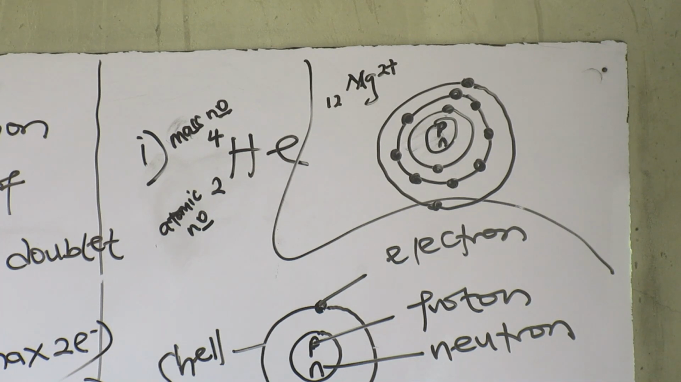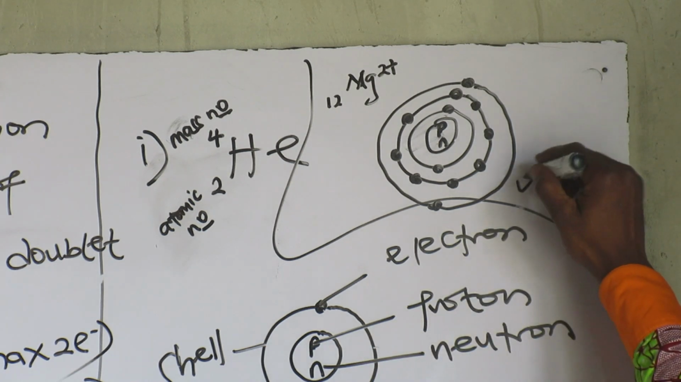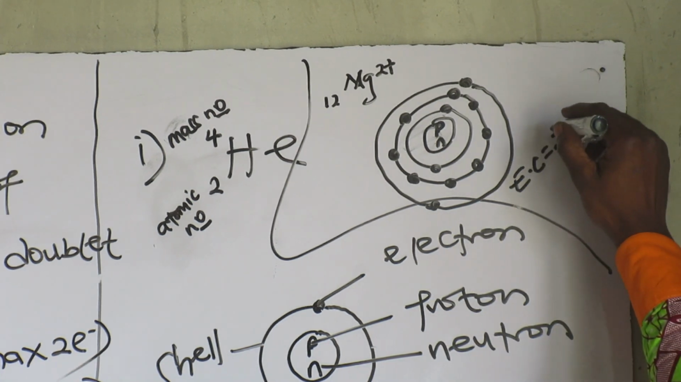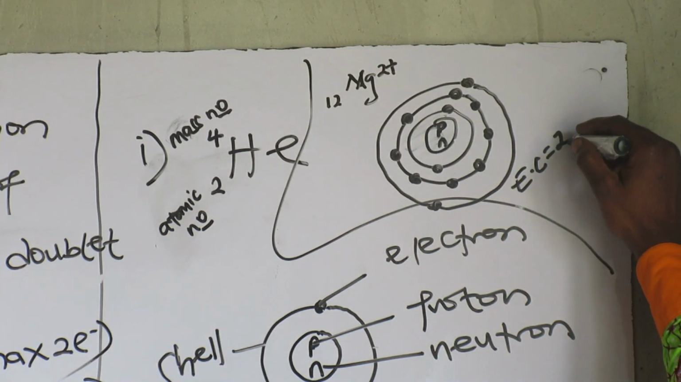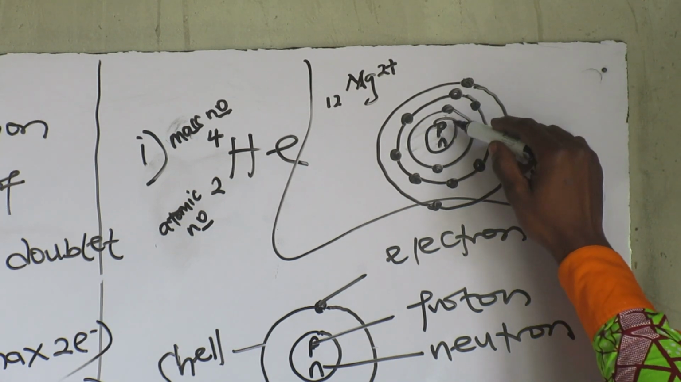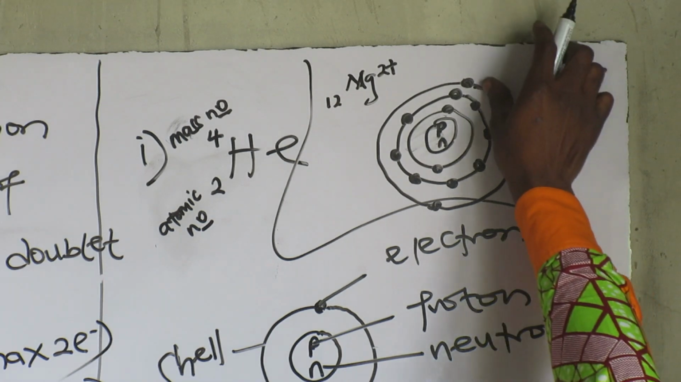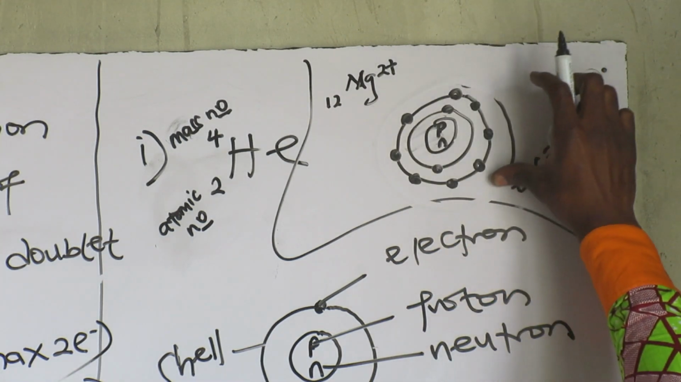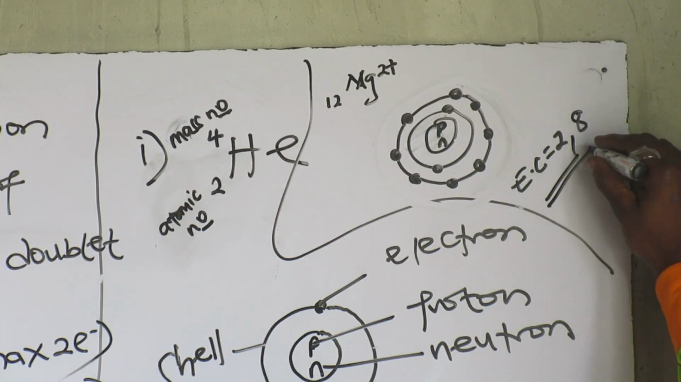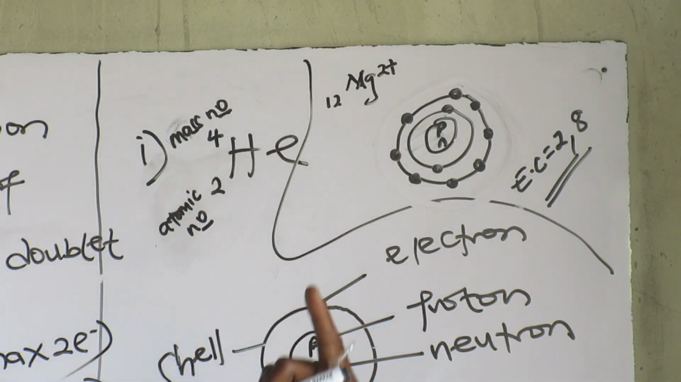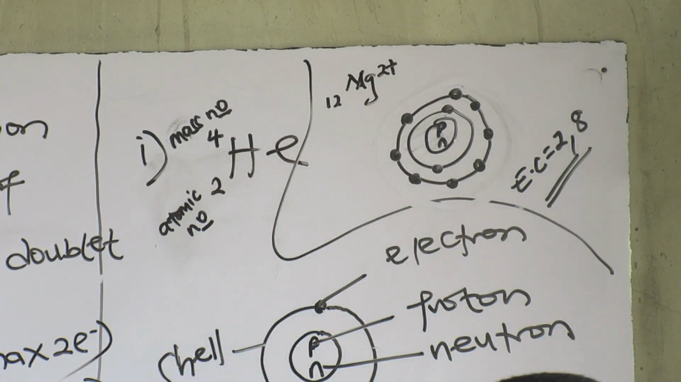But if it was magnesium neutral, how many electrons would I use to draw? 12. Okay, so the EC here is 2, 8, 2. For the cation, it is 2, 8, and there's no last shell, right? So there's the magnesium cation, and this is magnesium neutral. You'll see that last shell there, right? Okay. So that is it.